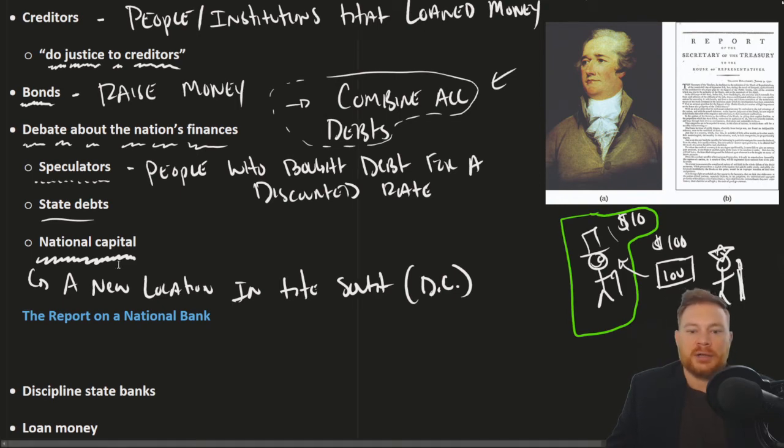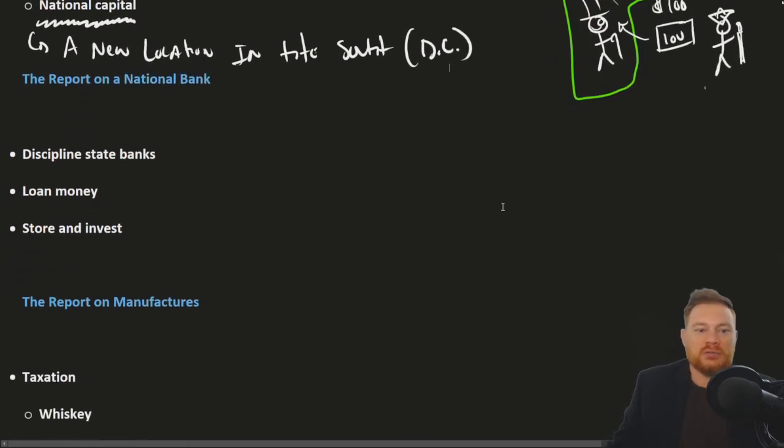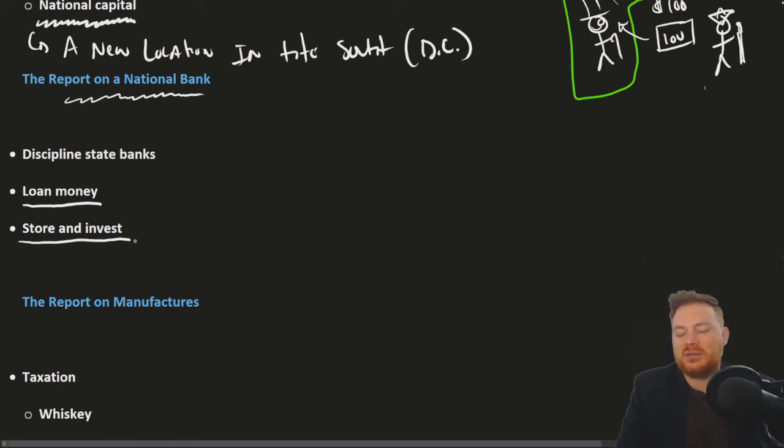So, you know, the issue of debts was being addressed. The second report that Hamilton created, the report on the National Bank. The National Bank was something that England had. It was a way for a nation to really manage its finances. The National Bank could loan money to American merchants. It could store money and invest it. It can make the nation grow economically.